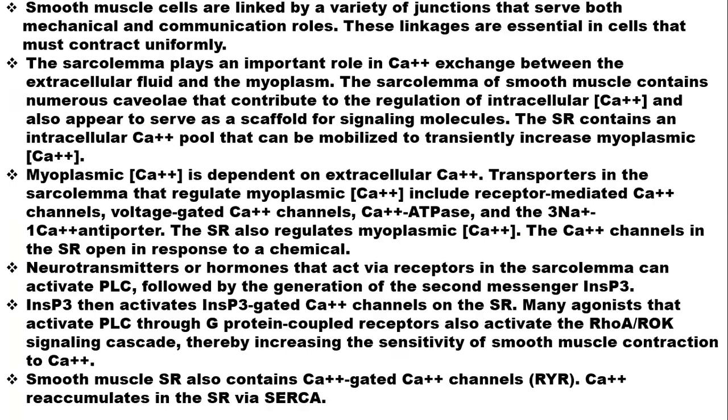Now we will see about some of the peculiarities. We will just revise them. Smooth muscle cells are linked by a variety of junctions that serve both as a mechanical and electrical syncytium. These linkages are essential in cells that must contract uniformly. So the smooth muscles need to contract uniformly.